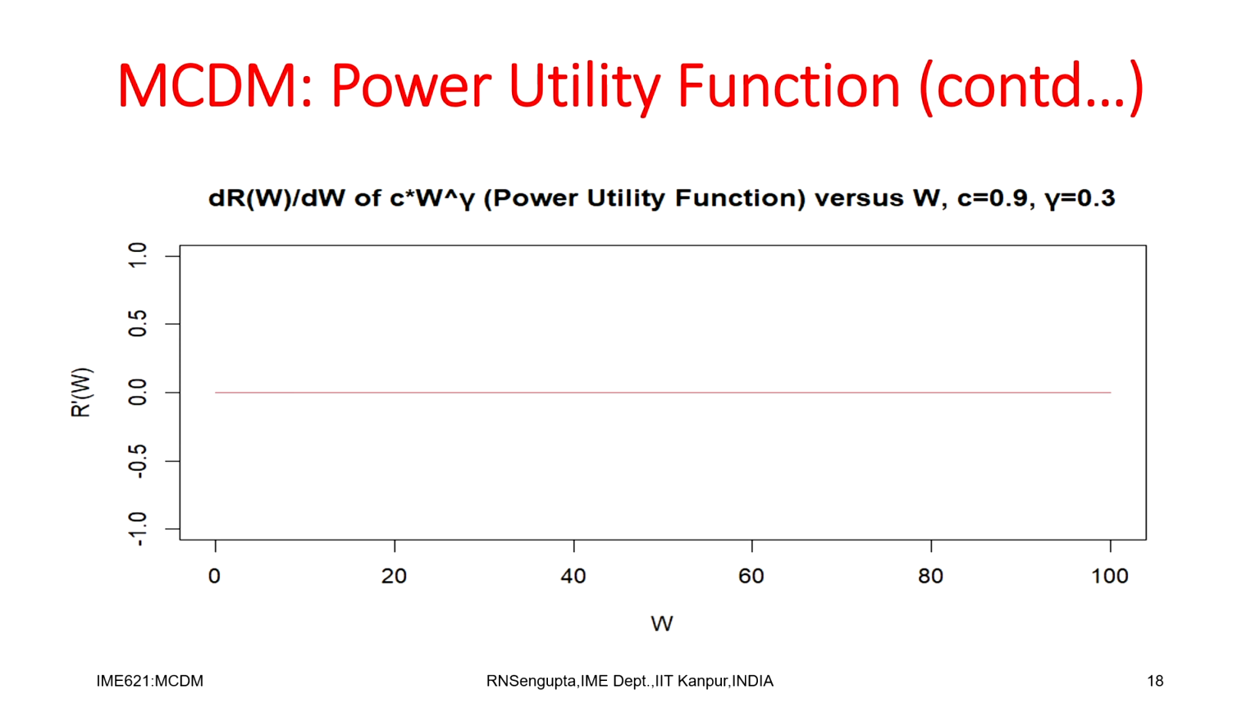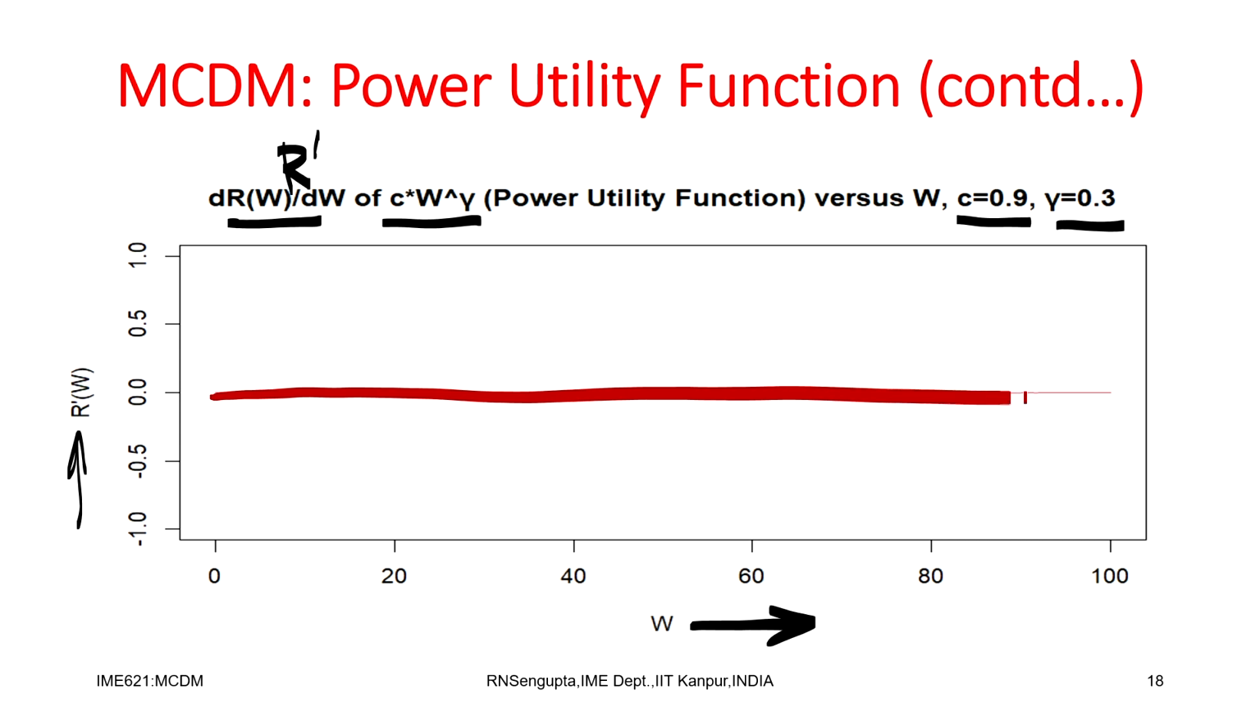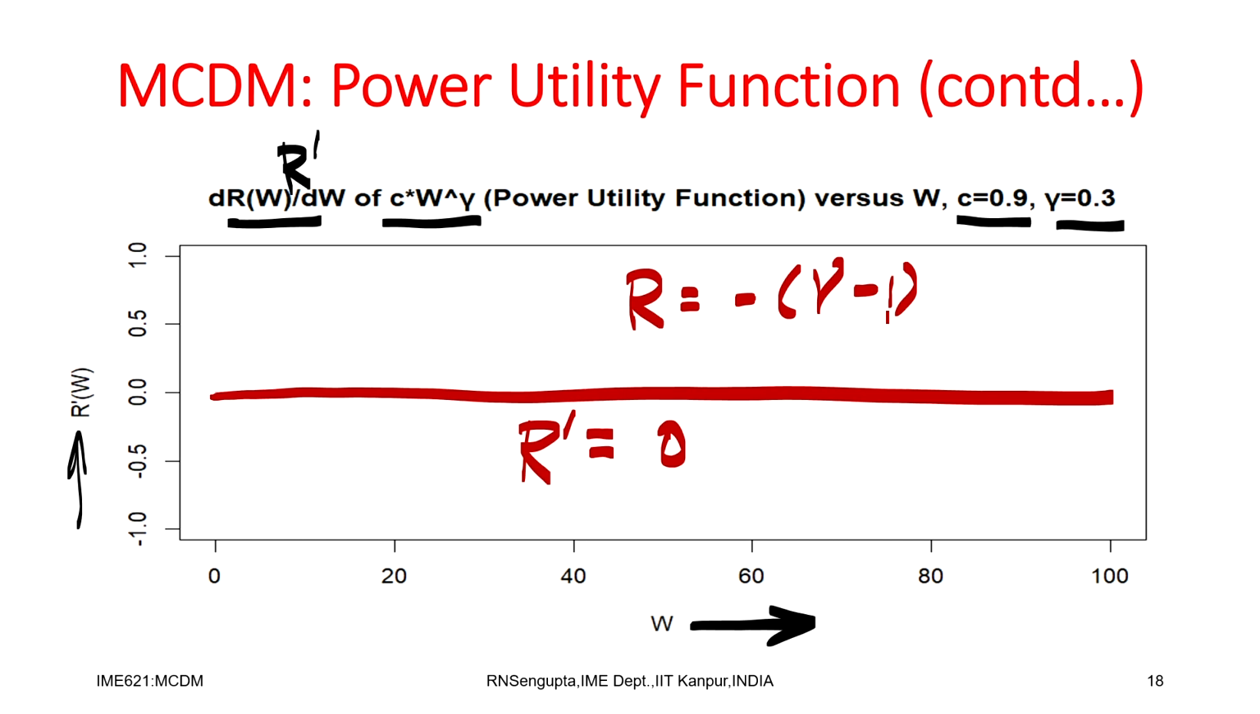If I plot the value of R prime for the utility function C W to the power gamma with C as 0.9, gamma as 0.3, both less than 1, W being plotted along the x axis, R prime being plotted along the y axis, interestingly this is a straight line. And if you remember, R prime was calculated to be 0. Why? Because the R value was minus gamma minus 1, and gamma was constant. So, hence the derivative was 0.